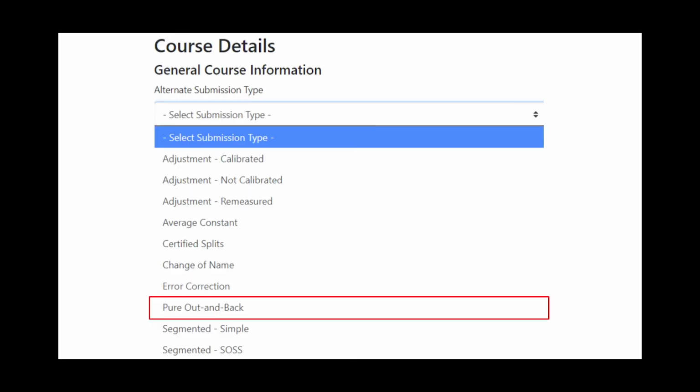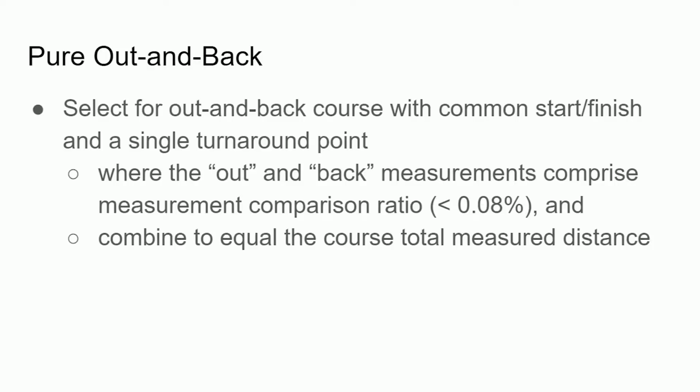Use this selection only in the special situation that involves an out and back course where the two recorded measurements between a common start-finish and the turnaround point are used to calculate the measurement comparison ratio. And these two lengths subsequently are combined to produce the total measured distance of the course.